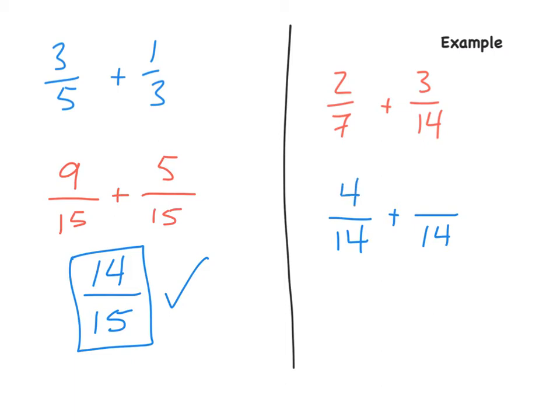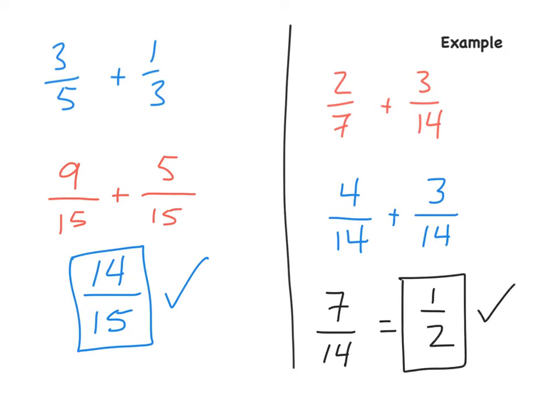If we notice on the second fraction, 14 is exactly the same. So we don't really have to create equivalent fractions. We can just keep the fraction exactly the same. So I'll put 3 over here as well. So we add straight across. 4 plus 3 is equal to 7. Keep the denominator the same of 14. And then we must always simplify. 7/14 is the exact same as 1/2. And 1/2 is our final answer.